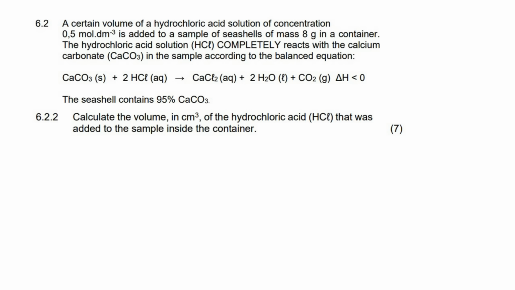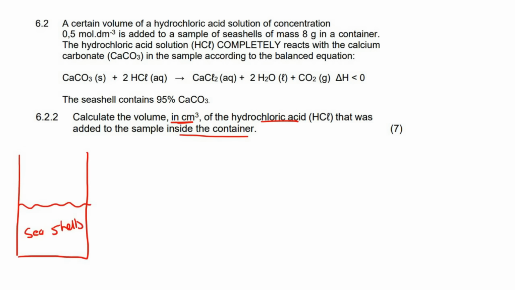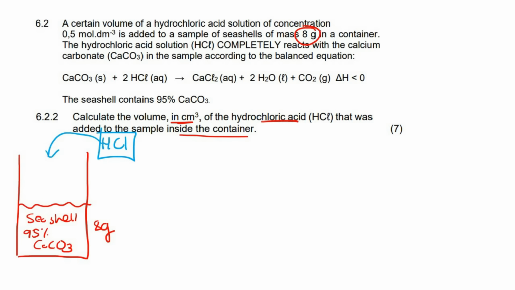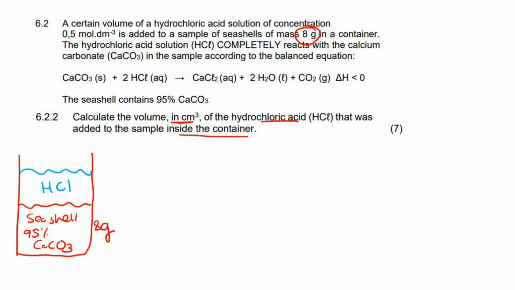Okay, so this question says calculate the volume in cm³ of the hydrochloric acid that was added to the sample inside the container. Let's see what we have here. We have a container filled with seashells. How much? 8 grams. But remember, it's not the seashell that reacts with the acid, it's the calcium carbonate that is in the seashell. So remember that 95% of the seashell is calcium carbonate. Then they are going to take some HCl and throw that inside here. So let's see how much calcium carbonate we actually have.